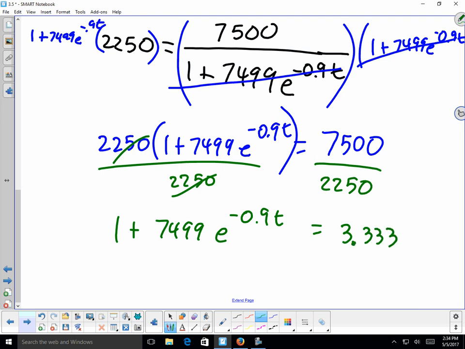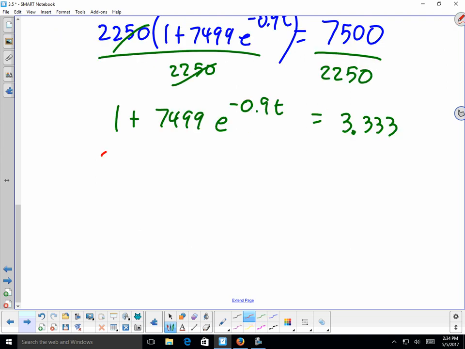And then what would be our next step in solving for t, Sammy? You can subtract the 1 over. All right, subtracting 1, I've got 7,499 e to the negative 0.9t equaling 2.333.